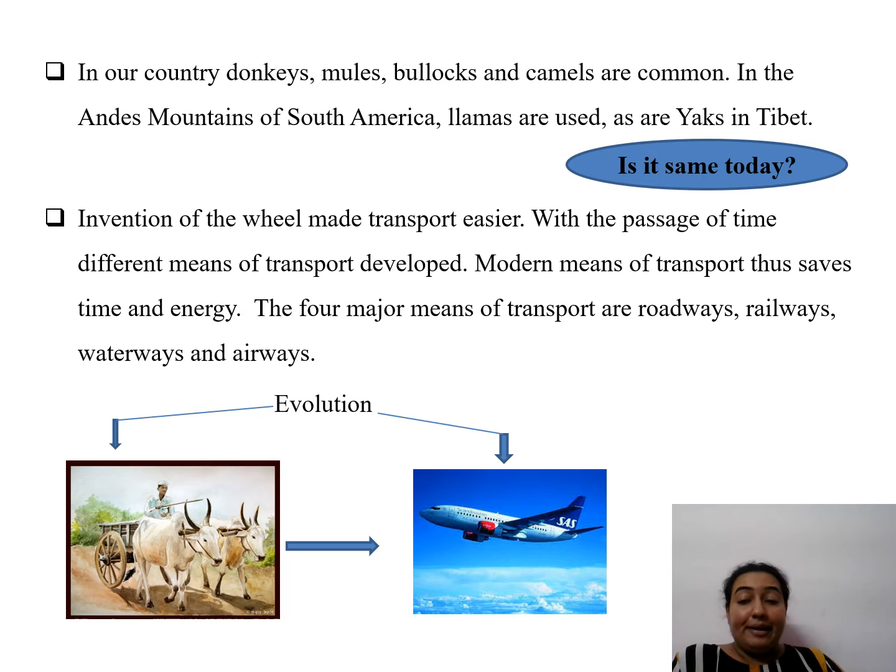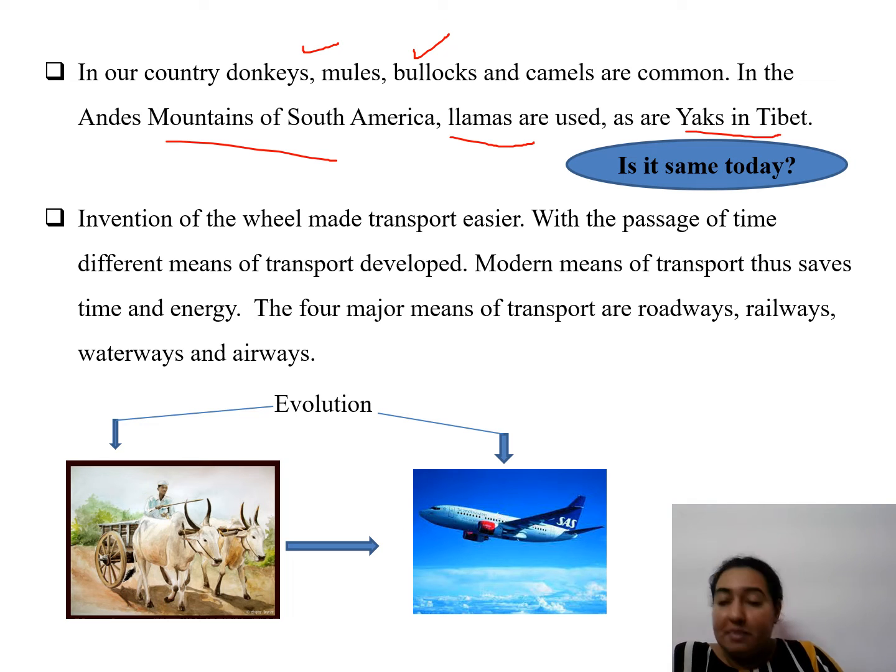Now, in our country, whenever we are thinking and speaking of India, donkeys, mules, bullocks and camels were a part of transportation in previous traditional times. Now, in the Andes Mountains of South America, llamas are still used, and yaks in Tibet are used. Now, in the current 2022 scenario, do you observe any donkeys or bullocks or camels for transportation? Do you see people sitting on these donkeys and camels and traveling? Is it the same today? Definitely it's not the same. Today we don't see these things. So the answer is no. We don't see. But what has come in their place?